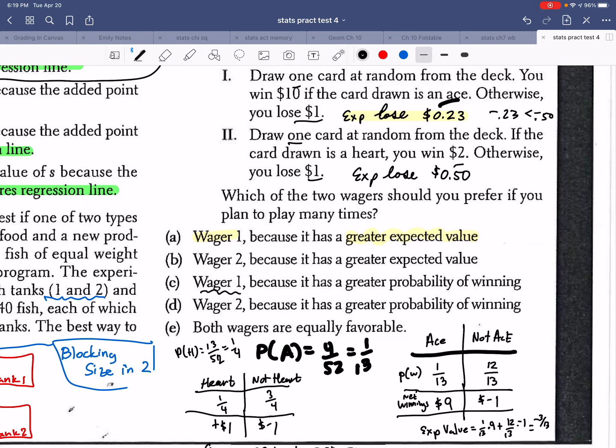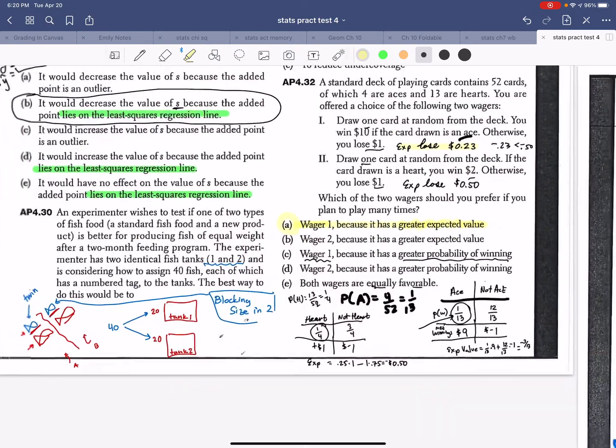Why isn't this one correct? It says because it has a greater probability of winning. If we look at the probability of winning, this is much less than that, right? You turn those into decimals, that's much less. And they are not both equally favorable. So the reason is A. So our choice is A, wager 1, because it has a higher expected value. Both are negative, but just less negative.